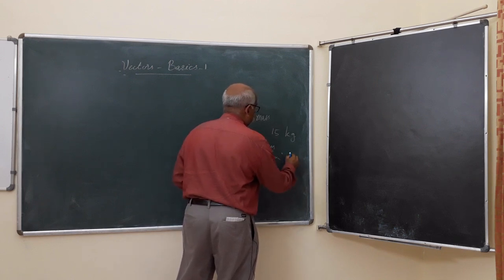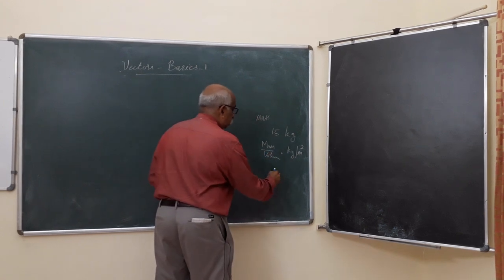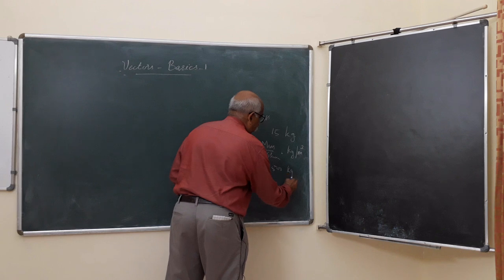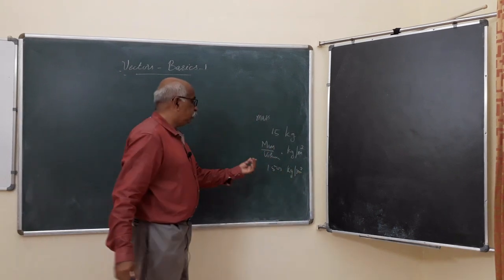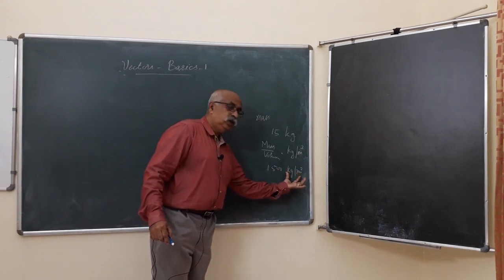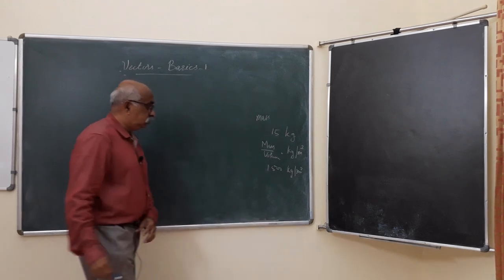Say kilogram per meter cubed is the unit. So 1500 kilogram per meter cube is the density of some substance. That means this number and this unit both are important in specifying that physical quantity.